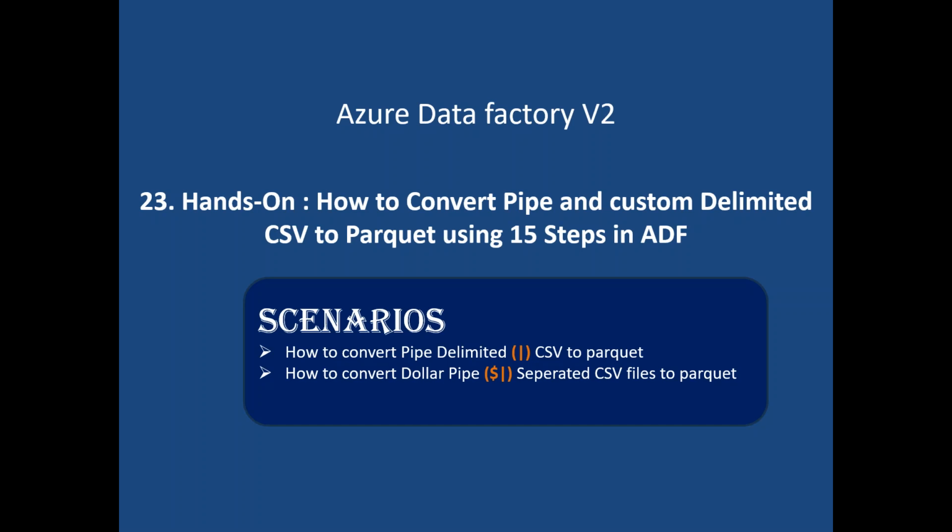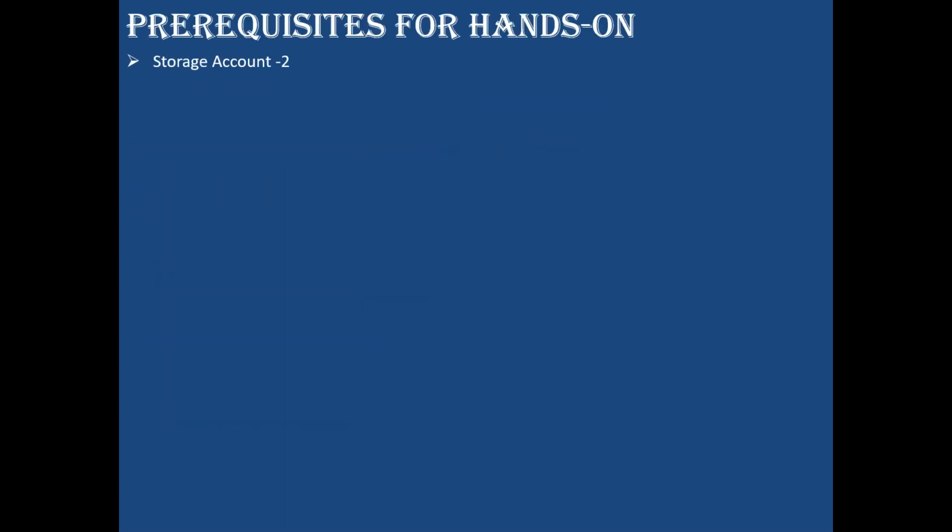So scenario number one, we will discuss pipe delimited CSV file to Parquet, how to convert. And second thing, we will see how to convert $pipe separated CSV file to the Parquet. So these two are very commonly seen in real time, and exactly we follow 15 steps to complete this lab. Okay, let's get started.